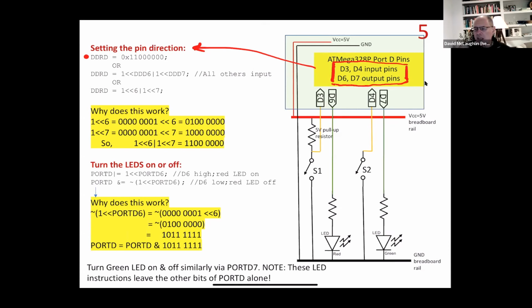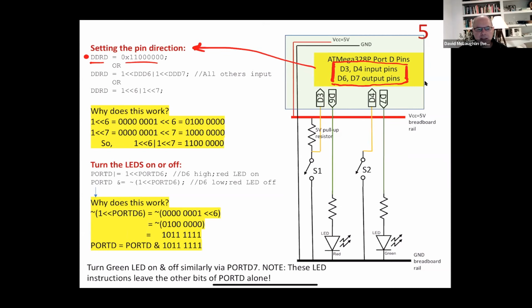So we really only care about, we want 2 of them to be inputs and 2 of them to be outputs. What do we do with the rest of them? Well, by doing this DDRD here, we're assigning all of them to be input or outputs. It's just that D6 and D7, the 2 uppermost bits, they're going to be outputs because we put ones in those positions, and all the rest are going to be inputs, okay?